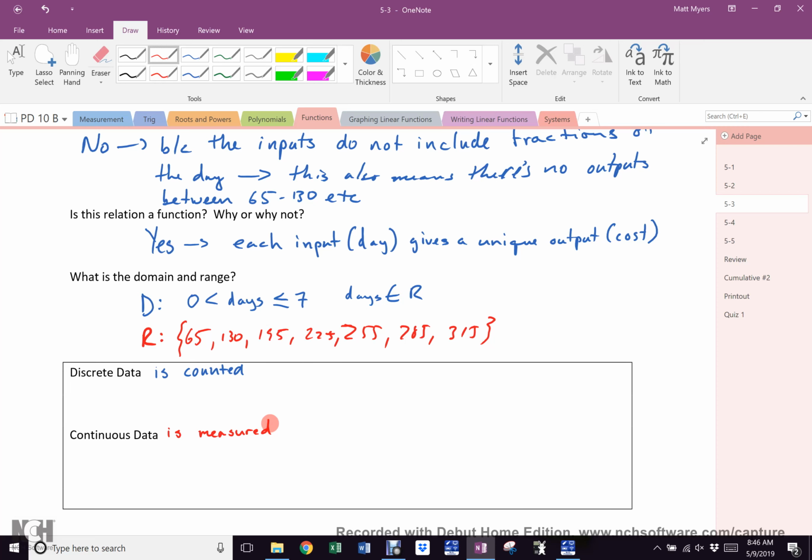No. Discrete data is counted. Continuous data is measured within the parameters of the data. So, is my height continuous? Yes. Between the parameters of normal human height.